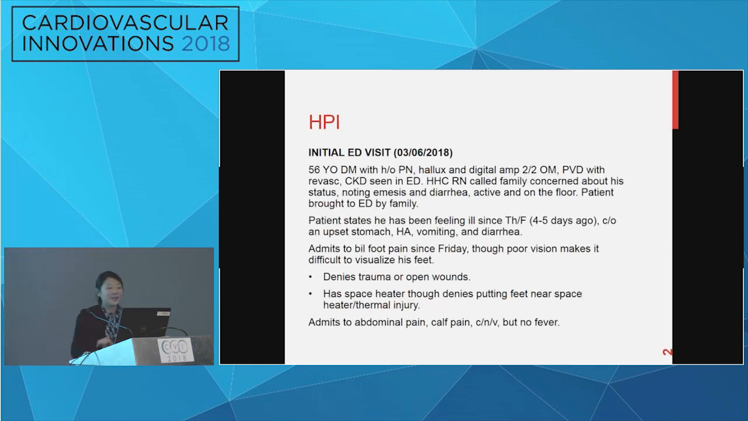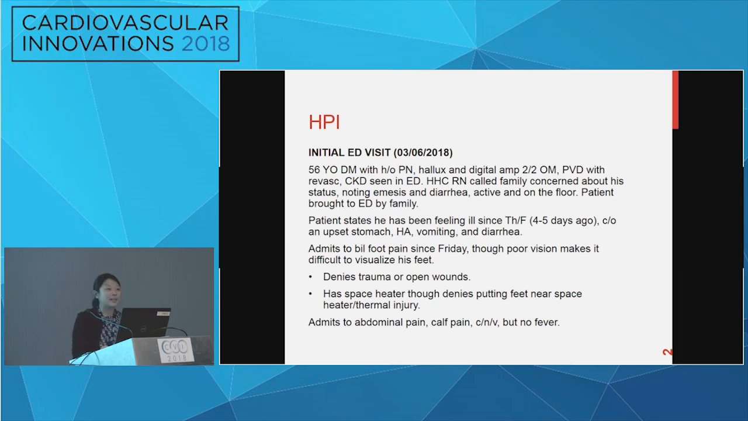Mr. K is a 56-year-old diabetic male. He presented to the ED at the beginning of March. He was sent to the ED because his home health nurse called his family, concerned about his status. She said when she walked in that he was having emesis and active diarrhea, and there was diarrhea all over the floor. Pleasant. So he had his family bring him to the emergency department.